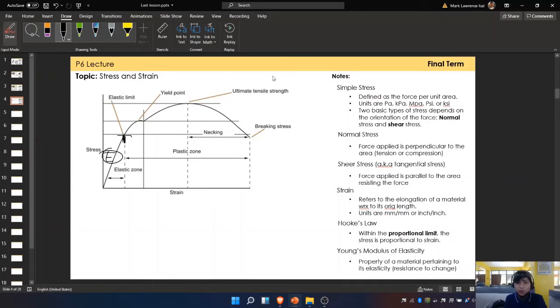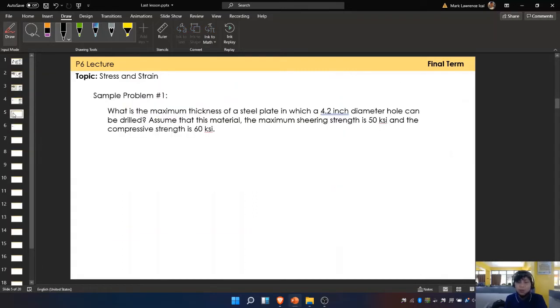Okay? So, ano pa ba? Discuss ko sa inyo. So, we already talked about stress, normal stress, tension, compression, shear stress, strain, Hooke's law, E. Alright, so let's try an example, no? Solution sa problem. Isang problem lang naman ito. Actually, marami kayong makikita sa internet na pwede nyo pag-practicean, meron din sa YouTube. So, for example, problem number 1: what is the thickness of a steel plate in which a 4.2 inch diameter hole can be drilled?